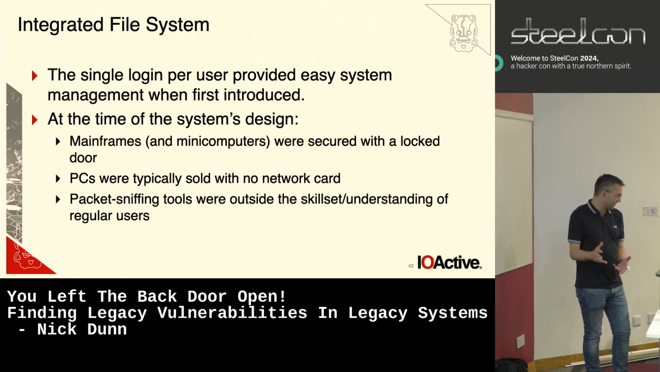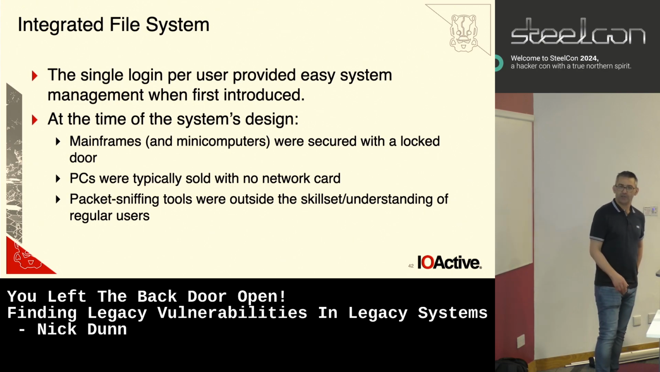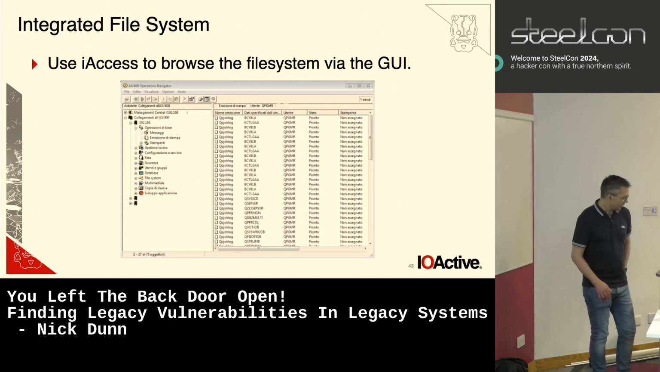As I was saying about these design considerations, it's a machine from a time when Wireshark didn't exist, PCs didn't have a network card, and security for mainframes was a locked door. So the integrated file system actually made sense when it was introduced. And from that iAccess screen, you can go through and look at whatever files you've got permission for.